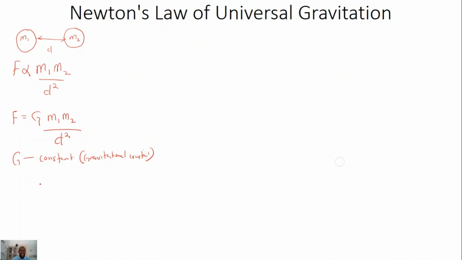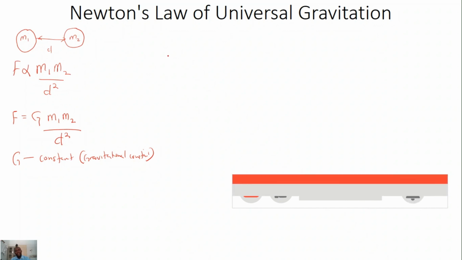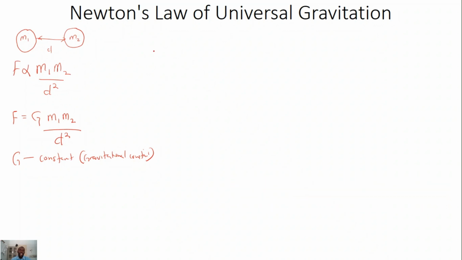Now recall that this Newton's law of universal gravitation explains some of the mechanics involved in the gravitational field. You can imagine this is the earth, okay? And this is a fruit on top of a tree on the surface of the earth, okay?